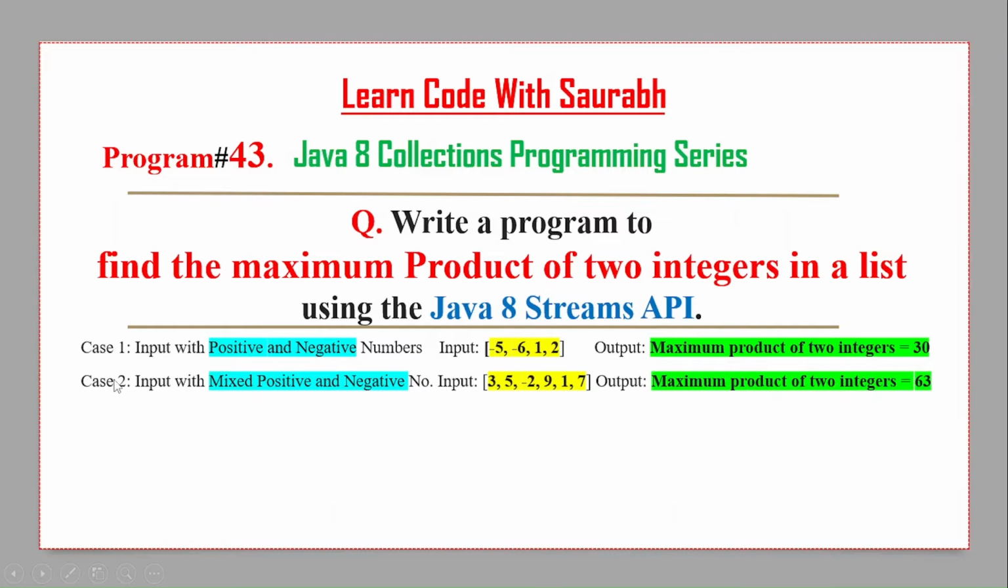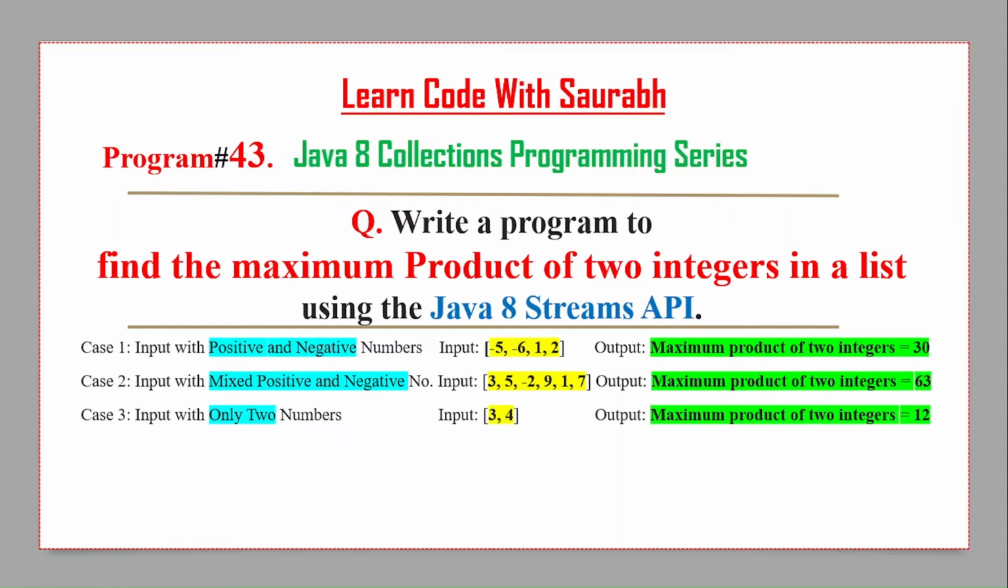And for the second case, we will mix positive and negative input. You can see that we have taken only minus 2 as negative, and all the other numbers are positive. But if you see the maximum integer value is 9 and the second maximum value is 7, so it will multiply 9 into 7. So we will get the result 63 as the maximum product.